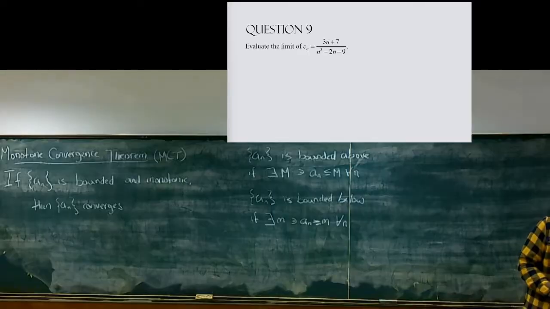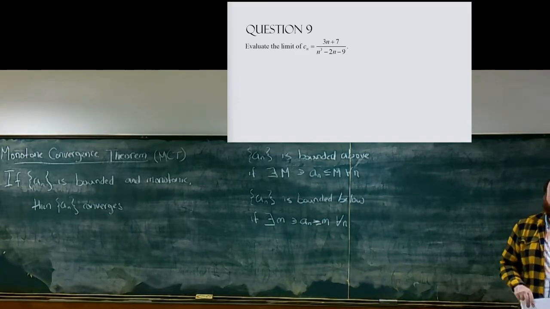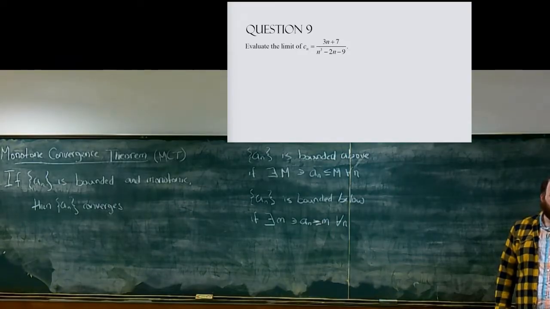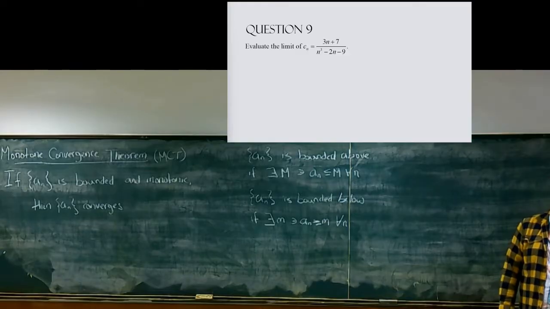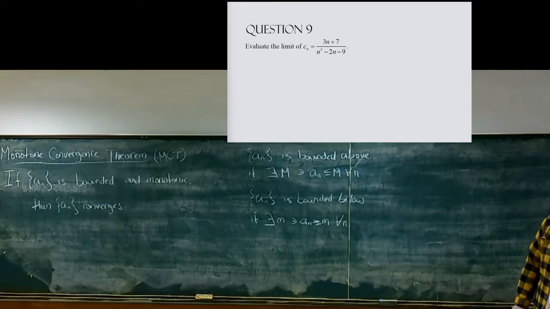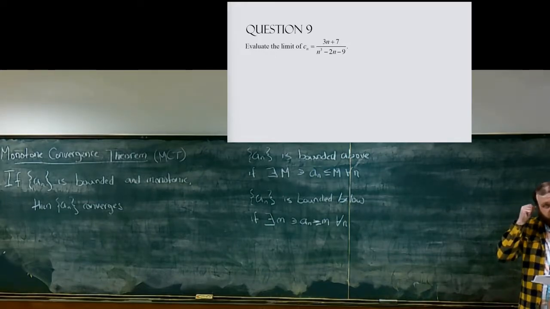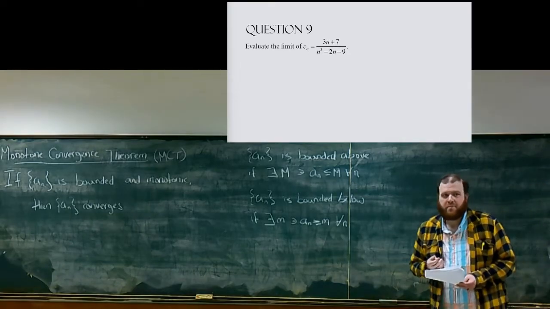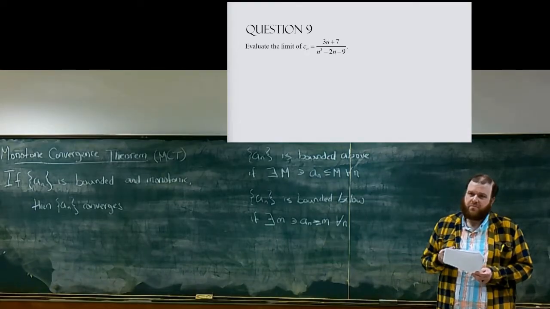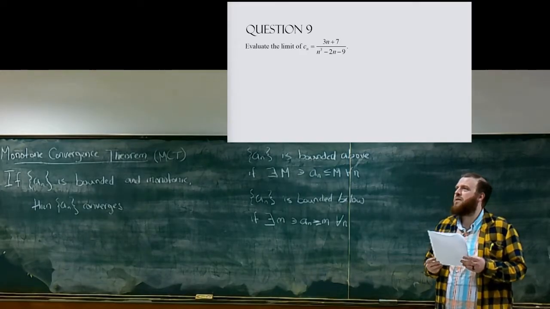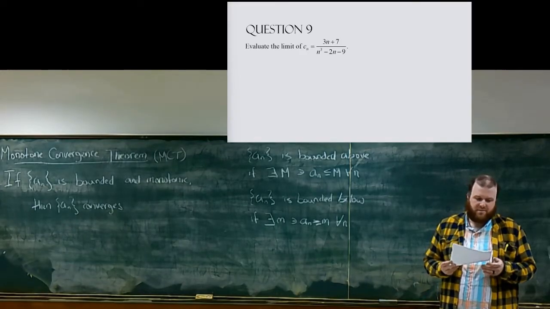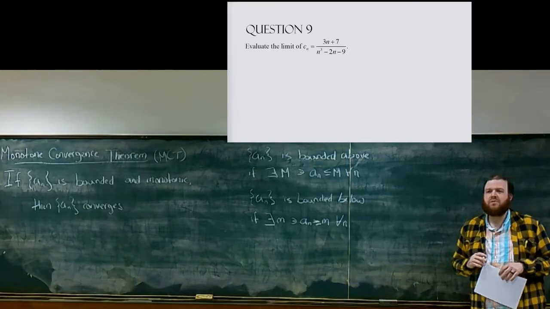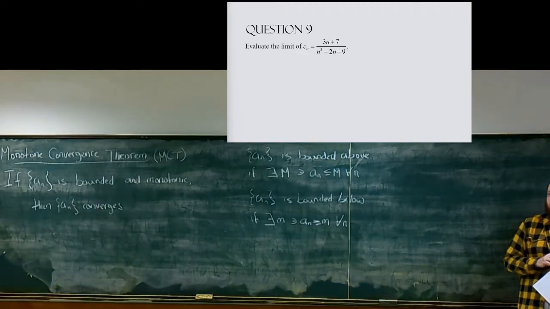So let's think of it. Are bounds unique? And so let's say I have a sequence, and you know that 8 is an upper bound for it. Is 8 the only upper bound?